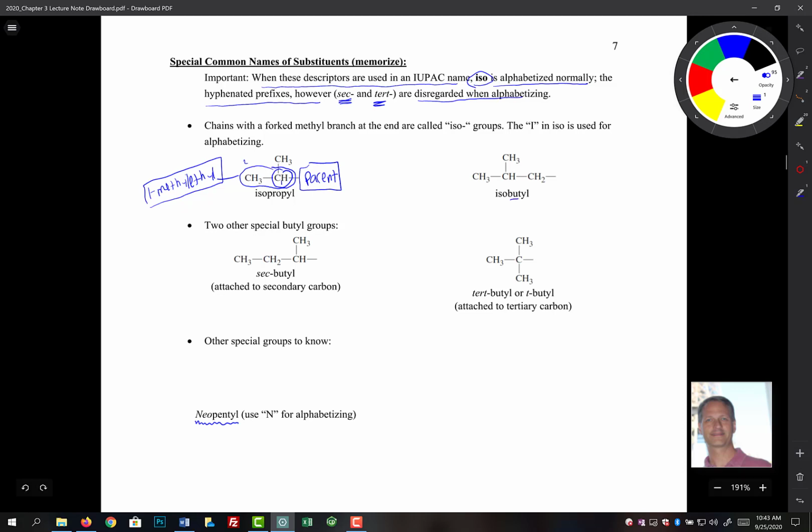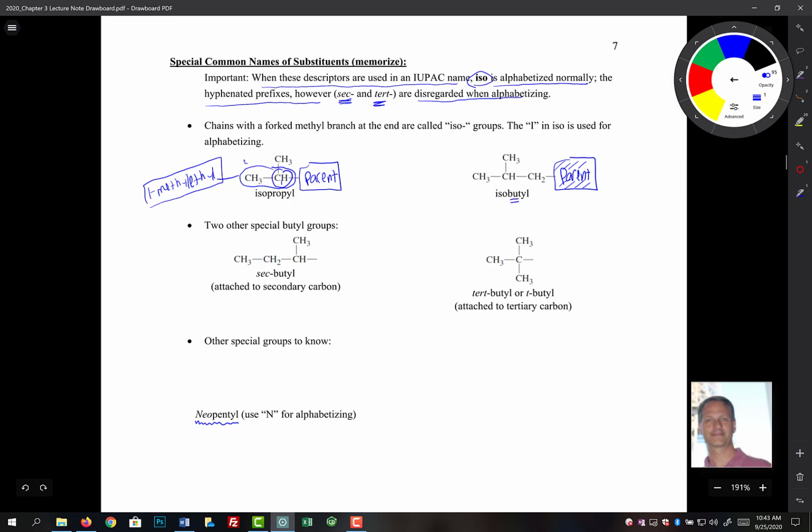Let's do the same thing for this next group. So butyl means, by the way, 4. So we have to put 4 carbons somewhere in the structure. And iso means that we have that isosceles triangle shape down at the end. Now, again, here is our parent, right? So that was our parent.